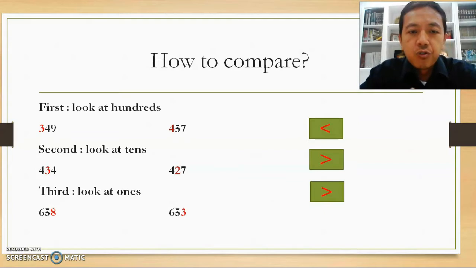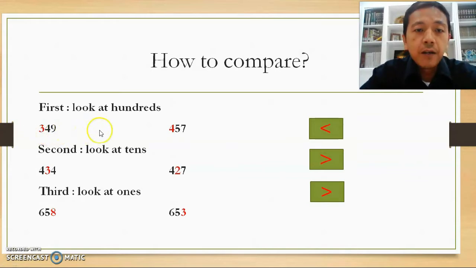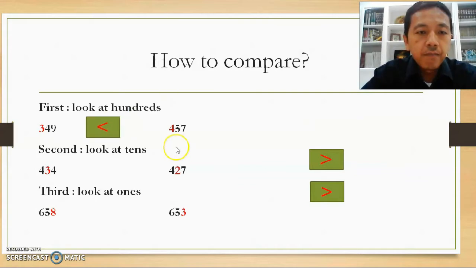How to compare two numbers? The first step, look at the hundreds. For example, 349 and 457. Look at the hundreds, 3 and 4. Which one is bigger? 4. So the symbol is less than. Lebih kecil dari.